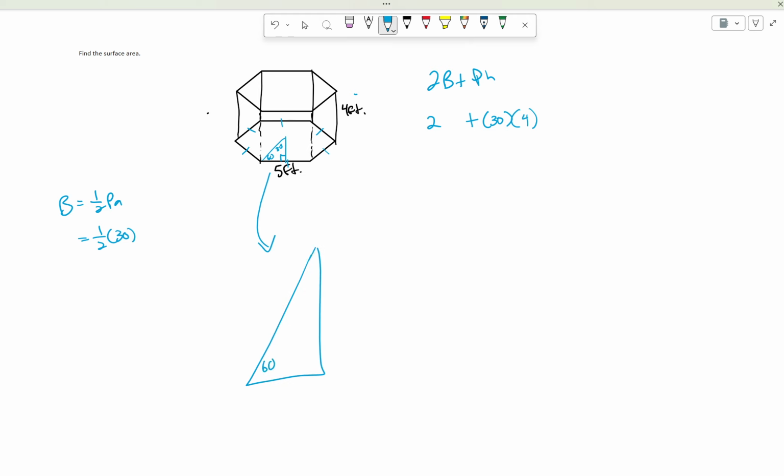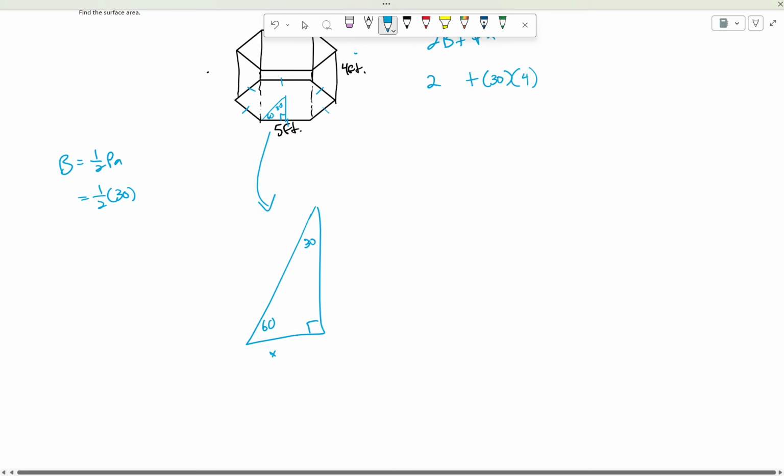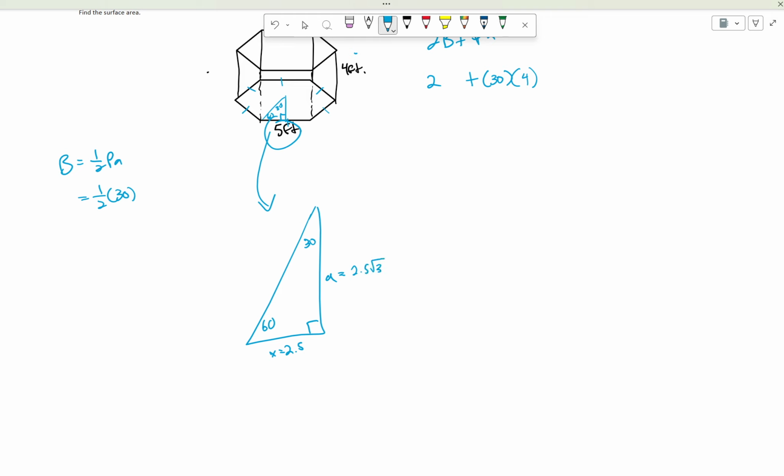So here's my 60, here's my right angle, here's my 30. Here is x over here, which is 2.5. Remember, it's going to be half of 5. I need to find my apothem. Okay, it's a 30-60-90. So my apothem is going to be equal to, if this is 2.5, this is 2.5 rad 3, right? So then I'm going to put that guy in here, 2.5 rad 3. So that's going to be 15 times 2.5 rad 3, right? Figuring out what that is.